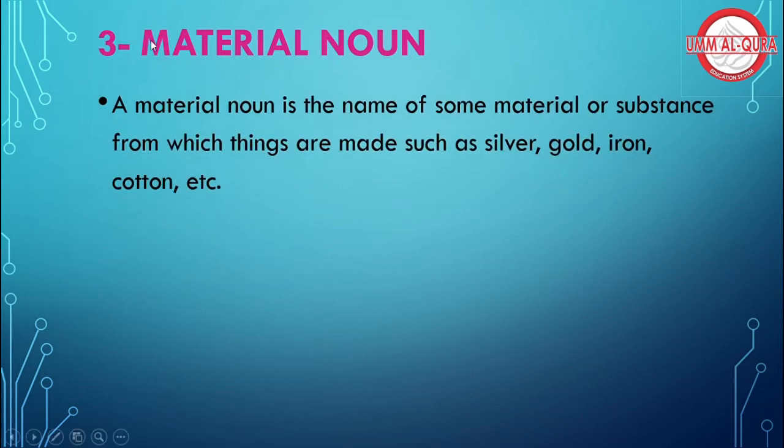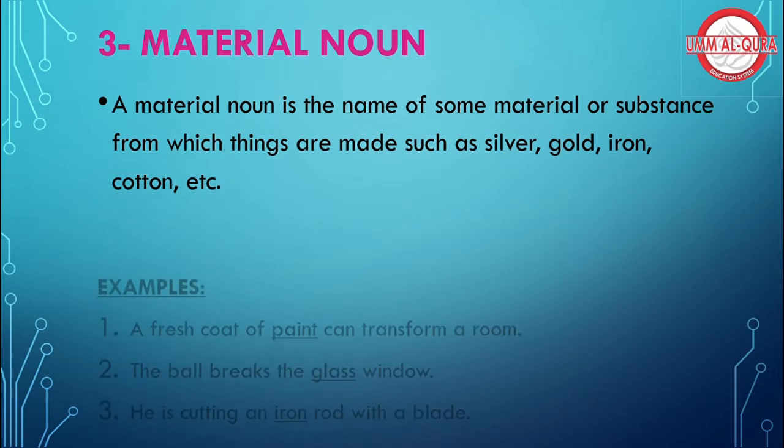Moving on, we have material nouns. As is clear by the name, a material noun is the name of some material or a substance from which things are made, such as silver, gold, iron, cotton. Okay, can you name some others?